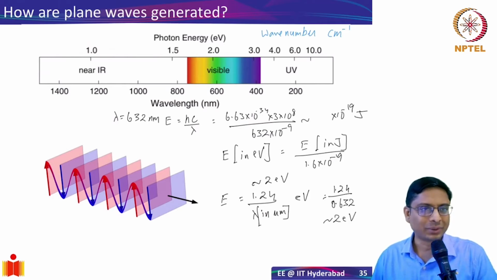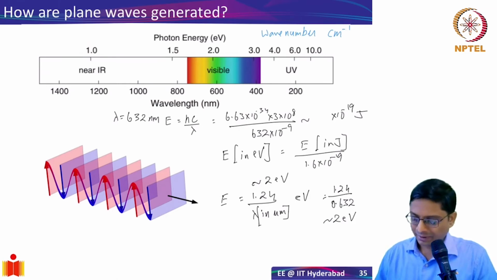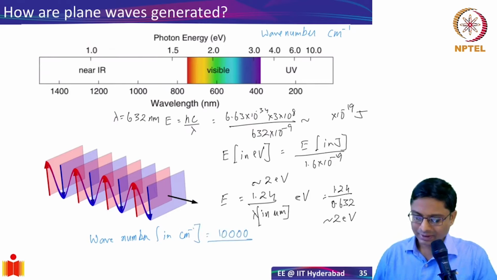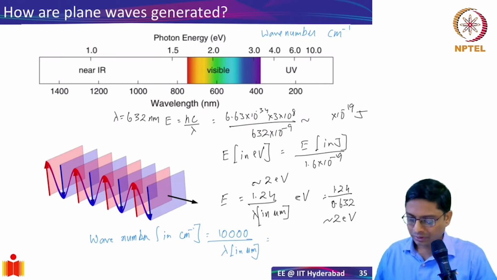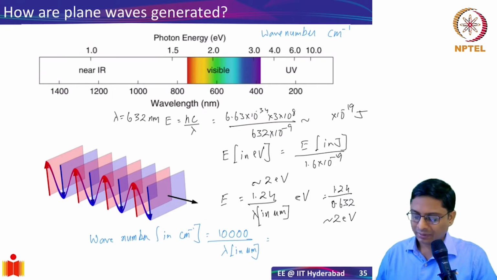I would suggest that you should be familiar with this because many times we use it. The other unit I mentioned, centimeter inverse, the wave number. So let's say I want the wave number in centimeter inverse. What you do is you take 10,000 divided by lambda in micrometers. Let's say I want to know the wave number associated with lambda equal to 4,000 nanometers, or 4 microns.